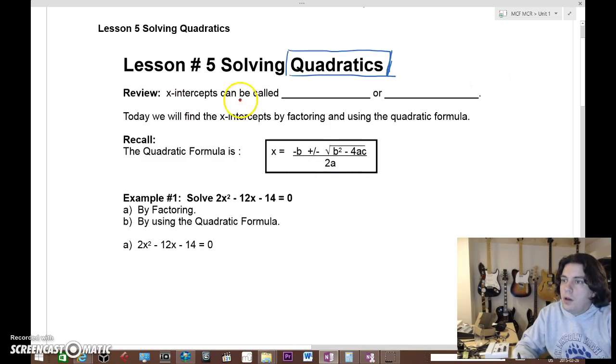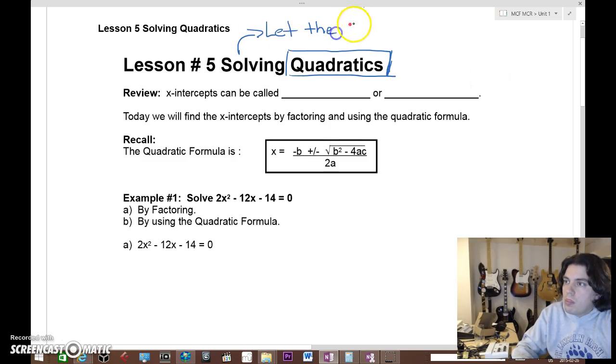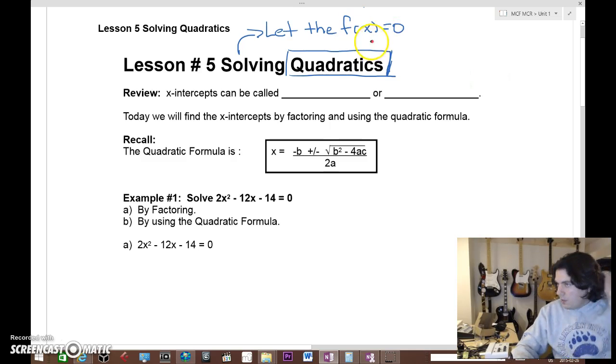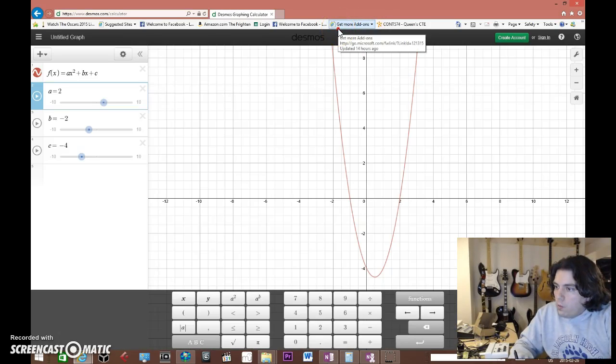And today we're going to talk about solving it. When we talk about solving an equation, what we're really talking about is letting that equation equal 0. So we're going to let the function equal 0. And we have a fancy word for that. If you look here, when the y value is equal to 0, so when we're at 0 on the y-axis, we are right on the x-axis.